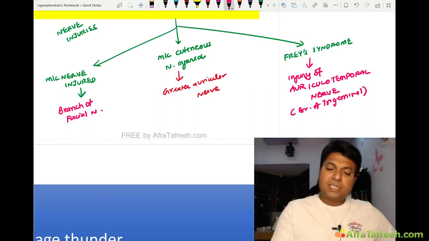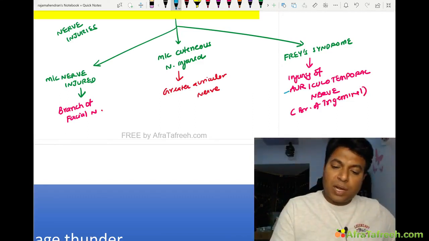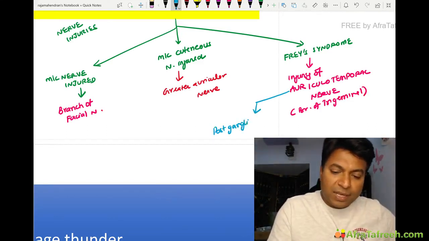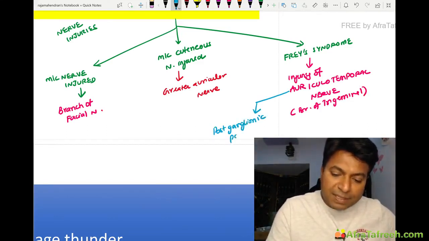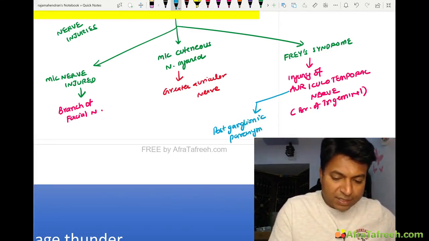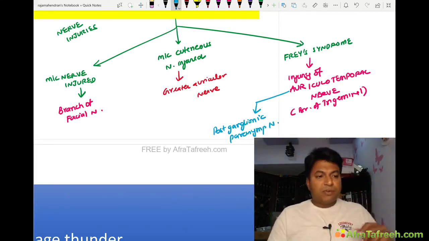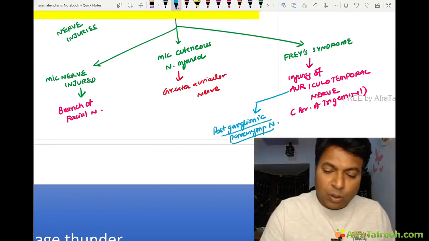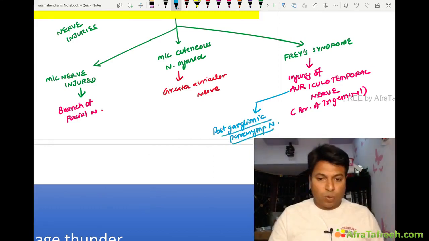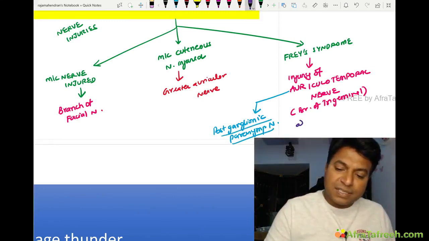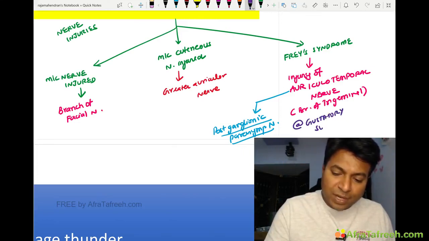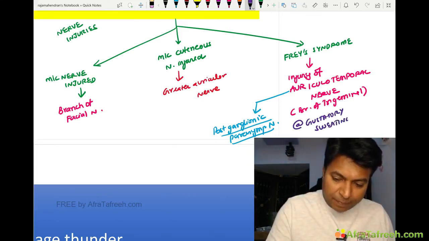What is the function of this nerve? That's the important question again. So auriculotemporal nerve functions as a post-ganglionic parasympathetic nerve. Please don't forget this. So injury of the post-ganglionic parasympathetic nerve known as auriculotemporal nerve results in Frey syndrome, also known as gustatory sweating.